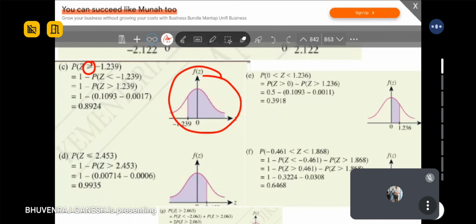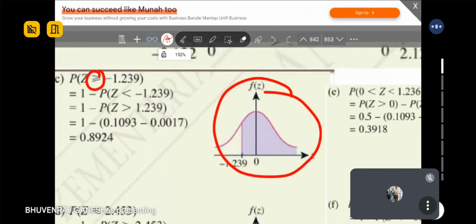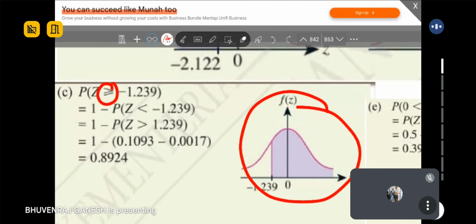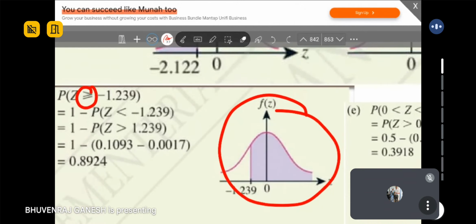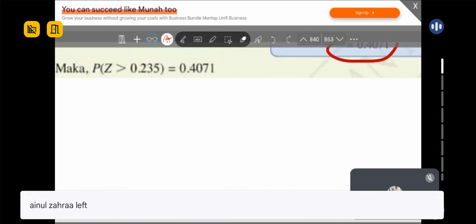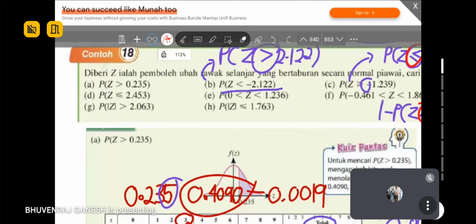So next one. C, okay, no problem. Question C. Your answer is 0.8924. 4 dp always, guys. 4 titik perpuluhan. Okay, so we go to question number D. Soalan nombor D. Let me see.